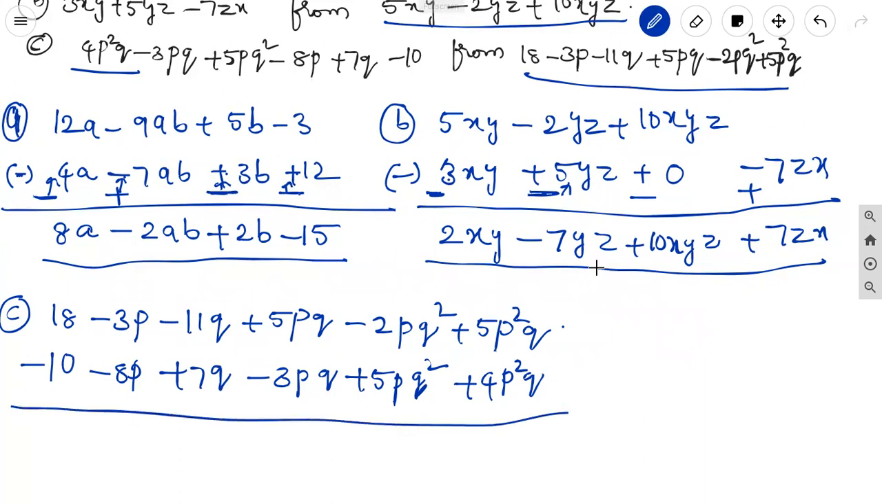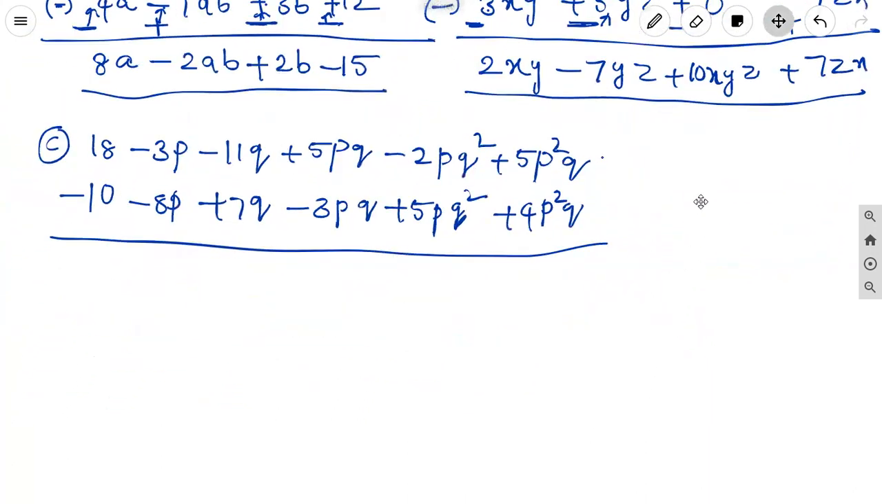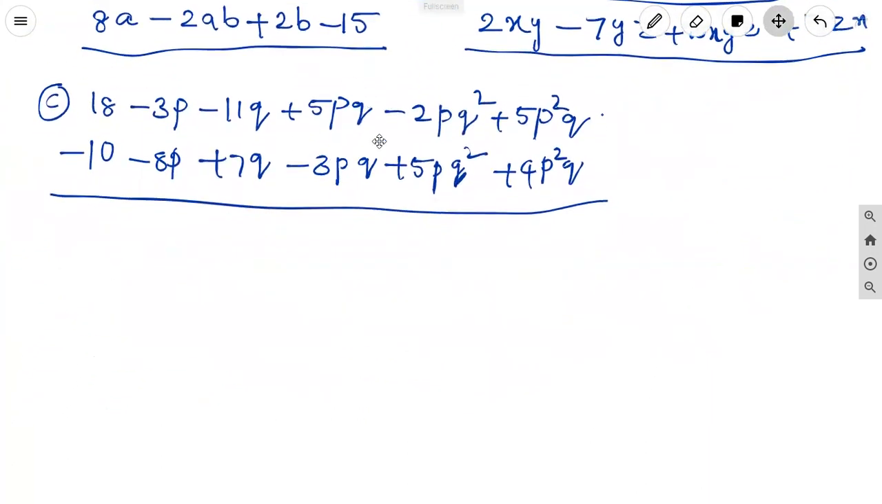This is the way of writing. Below the variables only we write the coefficients. Here pq below pq, square below square, p square q below p square q, q below q, p below p, constant below constant. Subtract from one to another: minus into minus plus, minus into plus minus. So these signs change to the below signs.